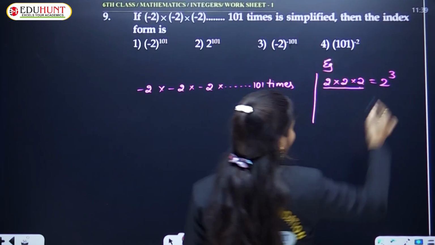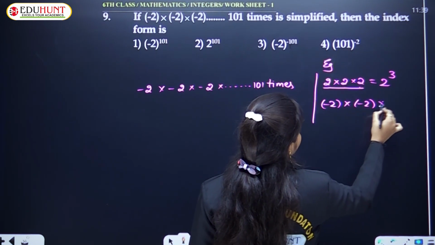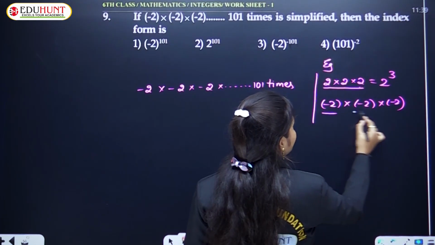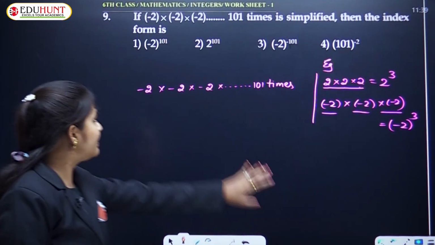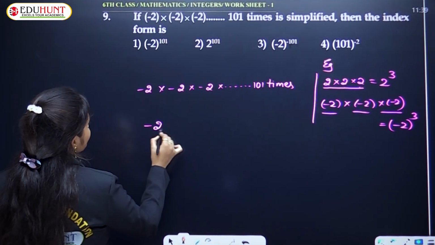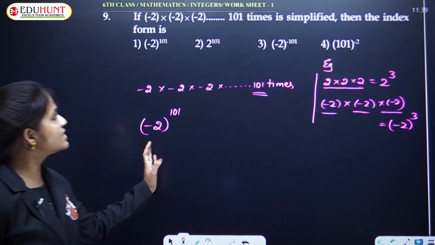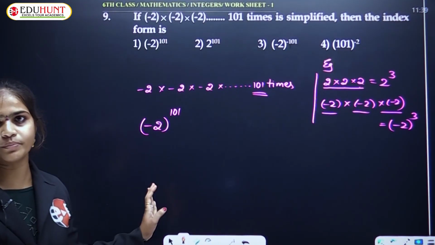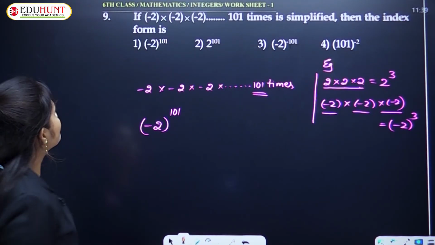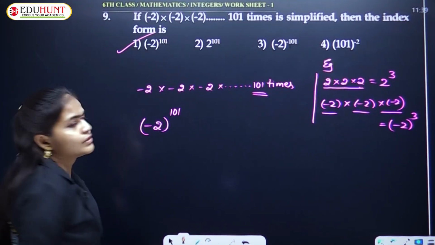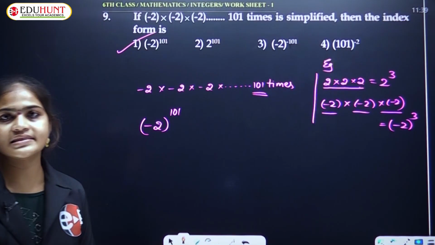We can write this as 2 power 3. In the same way, minus 2 into minus 2 into minus 2. How many times is it there? 1, 2, 3. So we can write this as minus 2 power 3. Yes or no? And in the same way here also, minus 2 is repeated how many times? 101 times. So this is the index form, which means exponential form or notation form. Understand? So which option is correct here? Minus 2 power 101. Option 1 is correct. That is, minus 2 power 101 is the index form.